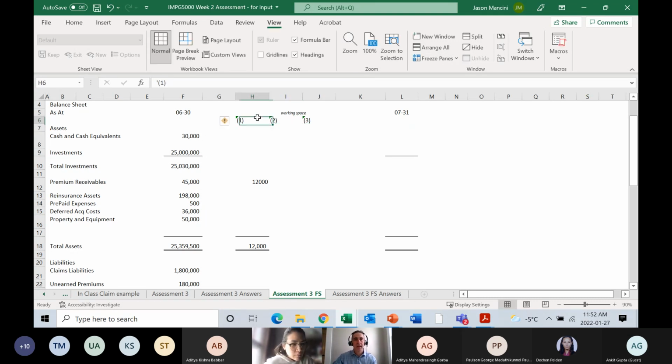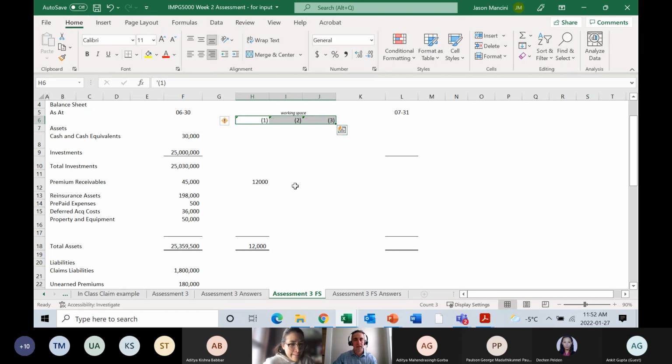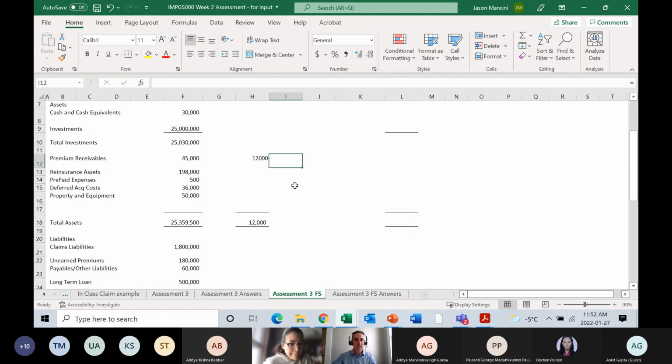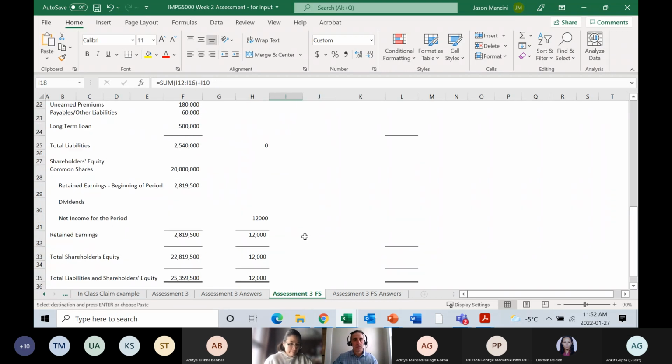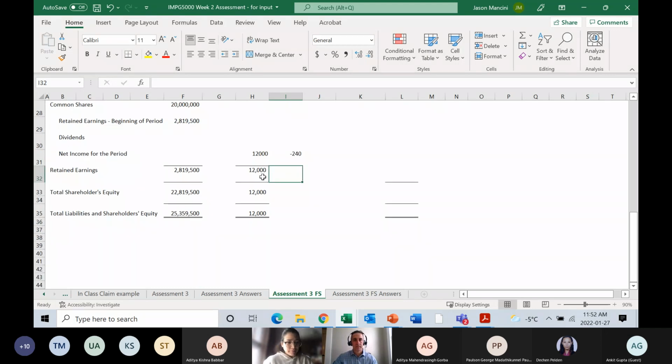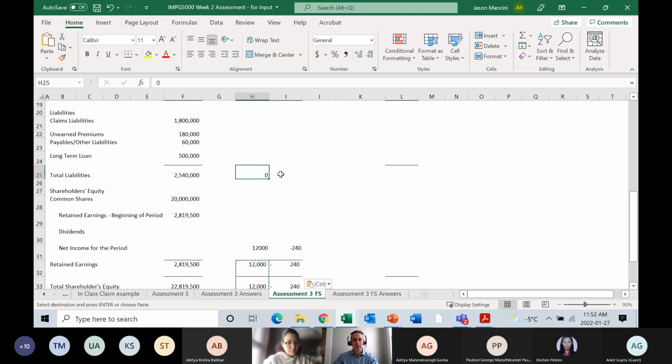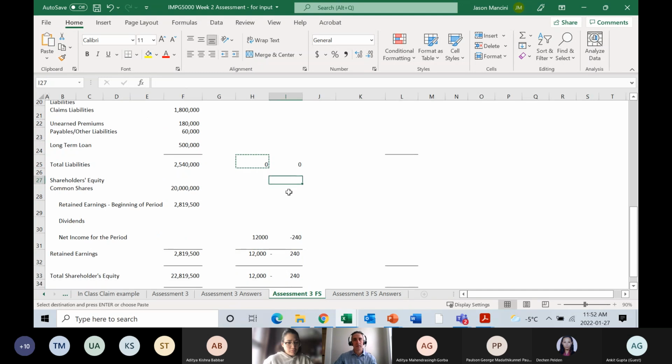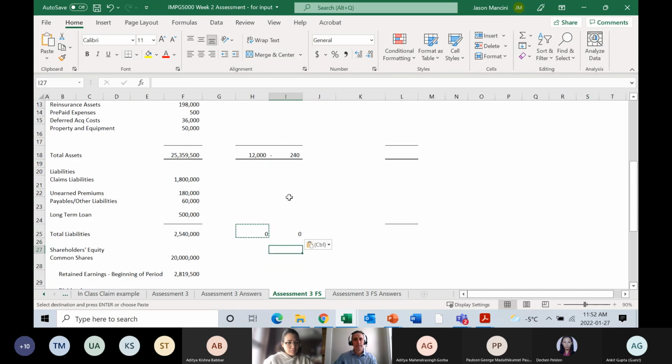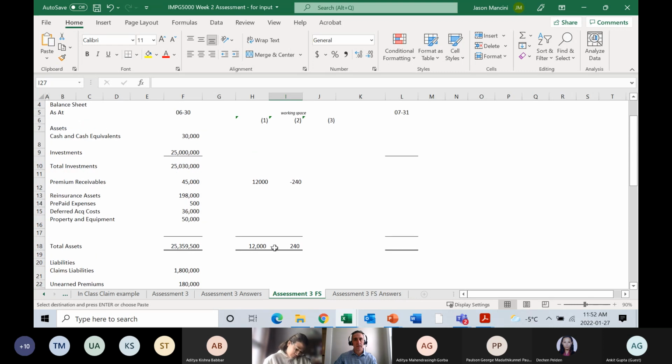Number two said we paid the broker. We're going to pay the broker 240. So we decreased our asset by 240. We decreased our income by 240. Okay, no change in liabilities. All right.